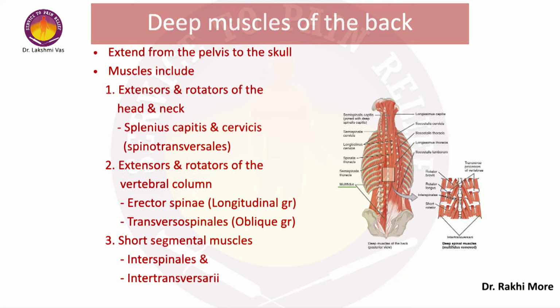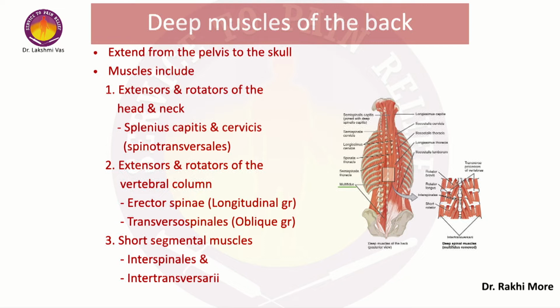The first group is the extensors and rotators of the head and the neck. The second group is the extensors and the rotators of the vertebral column. And the third group is the short segmental muscles. So these are the three groups.